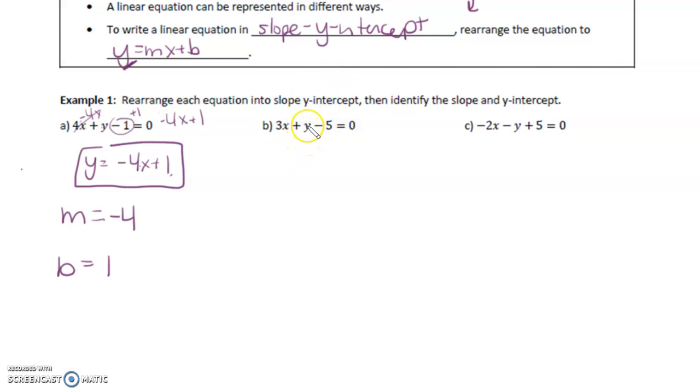Okay, b, let's leave the y on this side. 3x, we're going to subtract 3x from both sides. And negative 5, we're going to add 5 to both sides. So I get y equals negative 3x plus 5. So the slope is negative 3, and the y-intercept is 5.